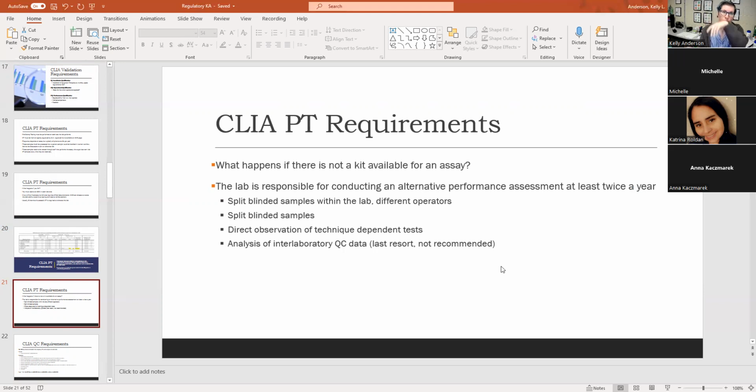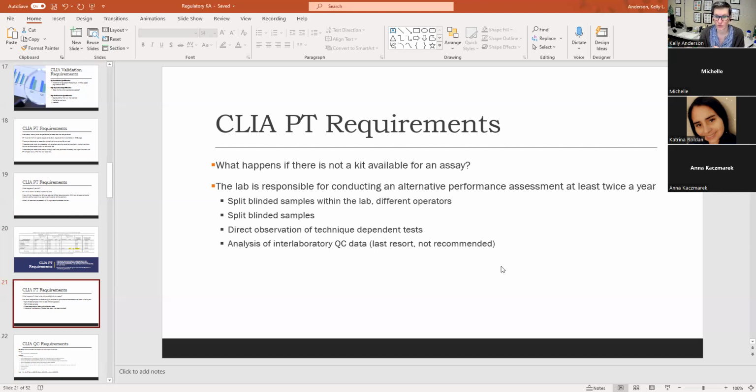So you can get a sample big enough, split it in half, and then have different techs do it, and then compare those results and make sure that they're comparable. That is okay for time-sensitive things that you can't send out, but it still isn't super great because you're relying on someone in the lab to judge those results. So you really want someone external to the lab to be analyzing these.